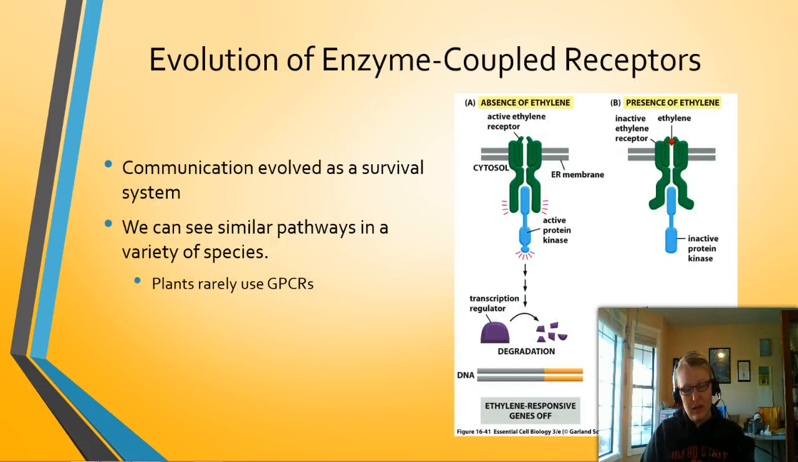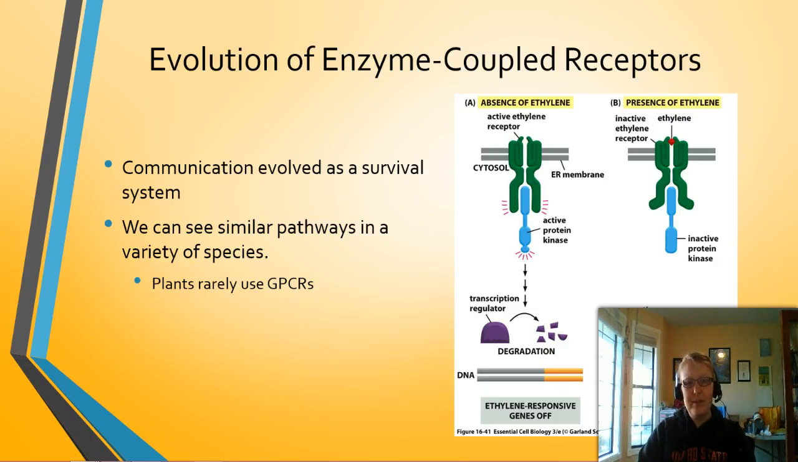So we talked a lot about these different receptors, and it's important to understand that communication evolved as a survival mechanism, and this makes sense, right? Cells needed to know what was going on around them. Even the most basic single cell organism has to have a sense of what the environment's like, so that it can control and regulate its internal functions.